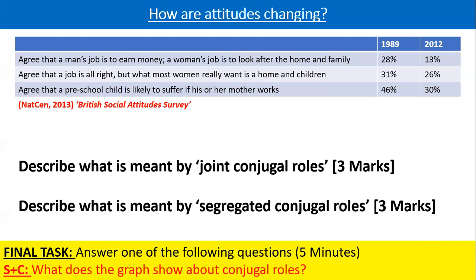And then here, just got some free markers. So this is how it might be presented. So describe what is meant by joint conjugal roles, or describe what is meant by segregated conjugal roles. So pick one of those, use the DIE approach, give yourself 5 minutes, and that concludes the lesson.